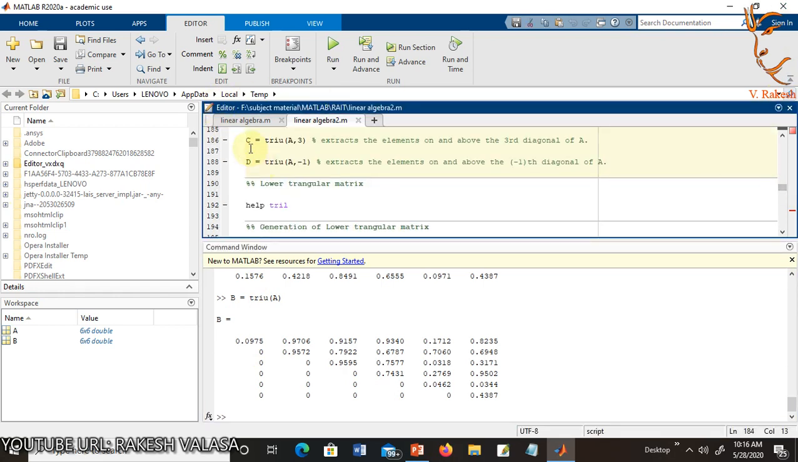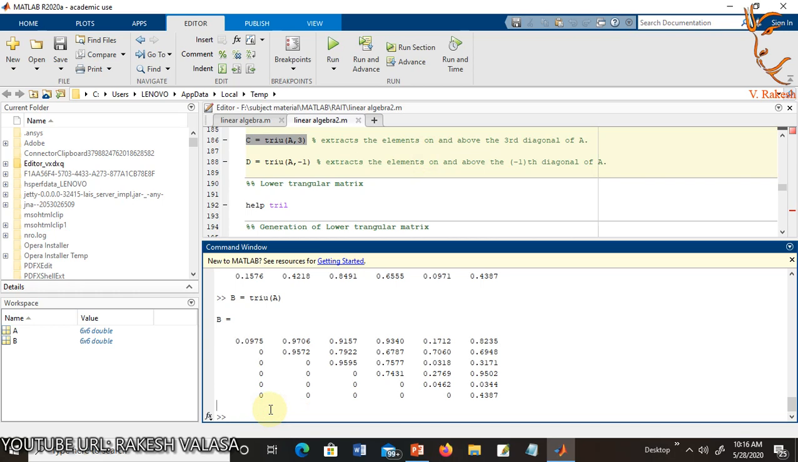Next one, C equal to triu of A comma 3. This means extract the elements on and above the third diagonal of A. Let us see this answer. It displays the elements on and above the third diagonal of A. This is the first diagonal, second diagonal, third diagonal.